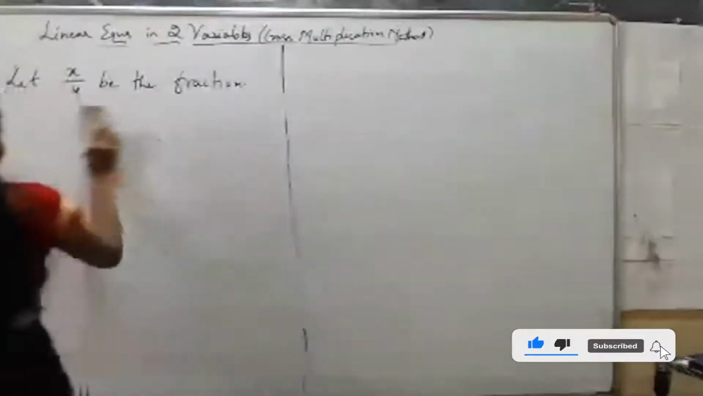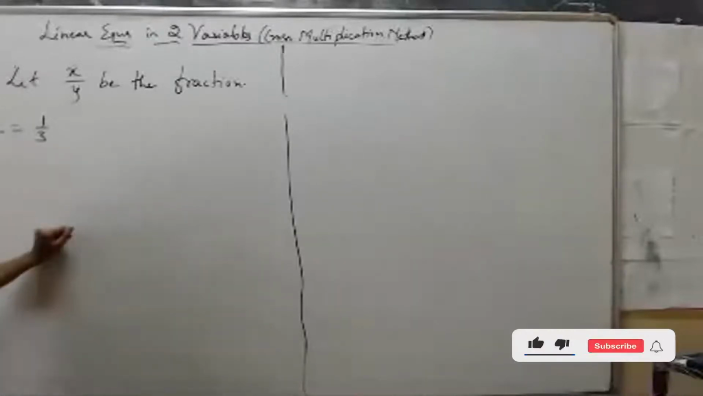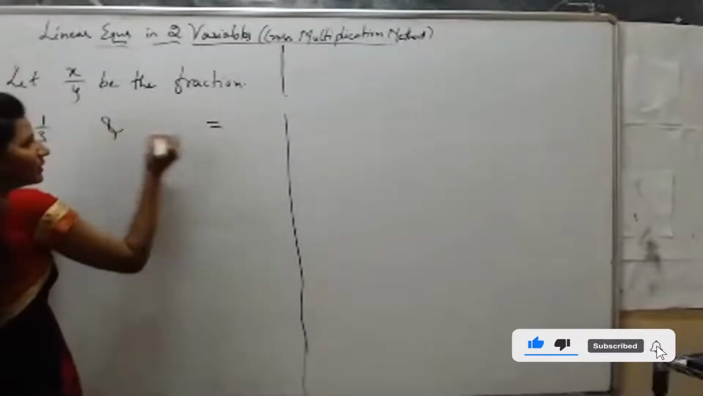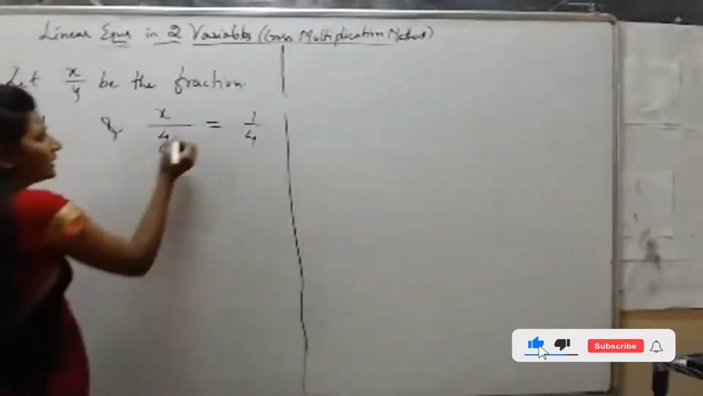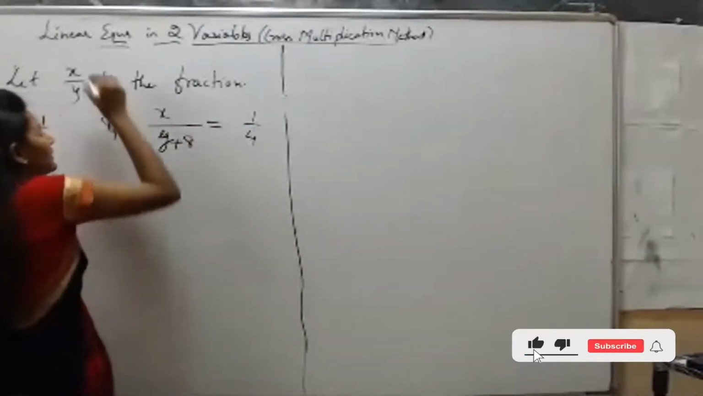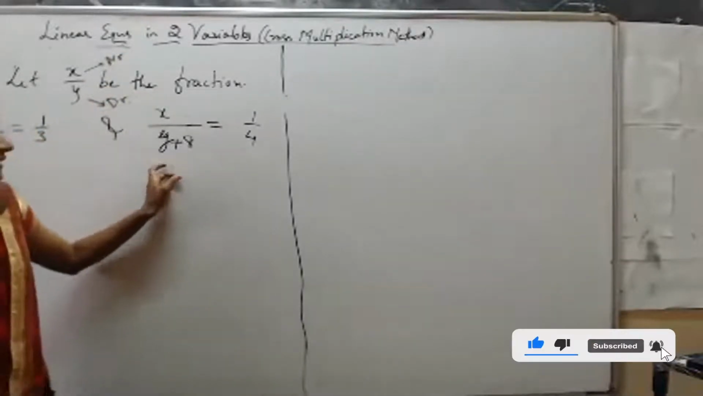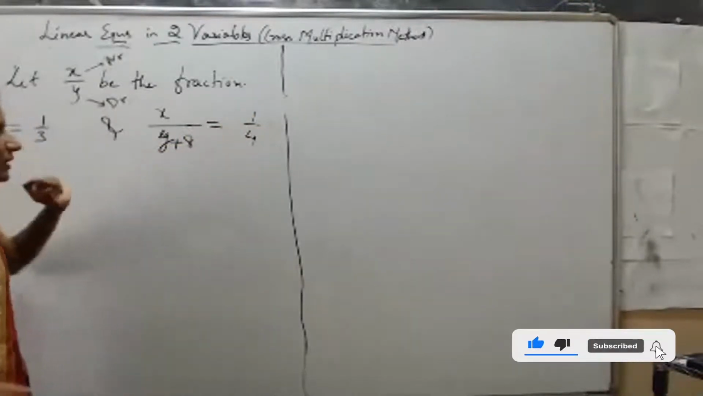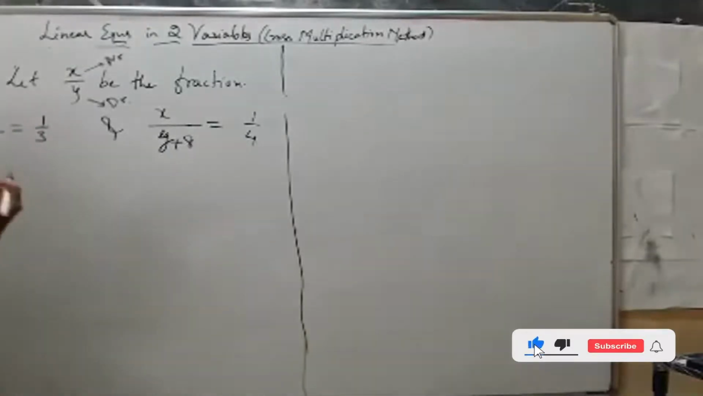See, we have two equations, right? A fraction becomes 1 by 3 when 1 is subtracted from the numerator. This is the first statement they have given. Next, it becomes 1 by 4 when 8 is added to the denominator. Which is the denominator here? This is numerator, this is the denominator. When 8 is added to the denominator, the fraction becomes 1 by 4. Solve this, you will get one equation, then by elimination method solve x and y, finish, you will get the fraction.